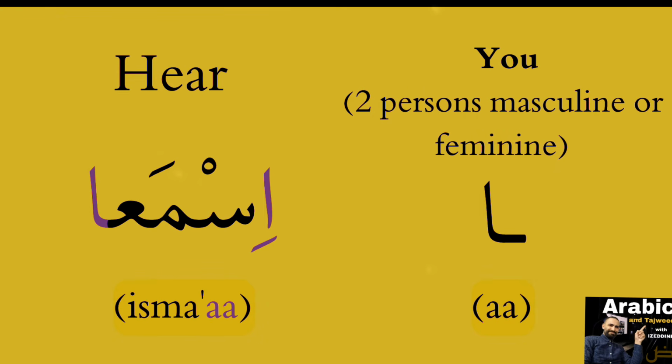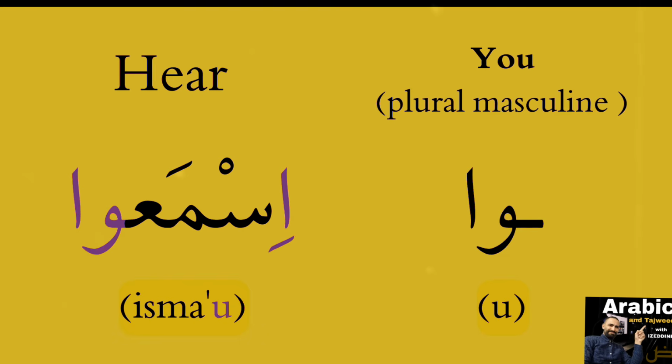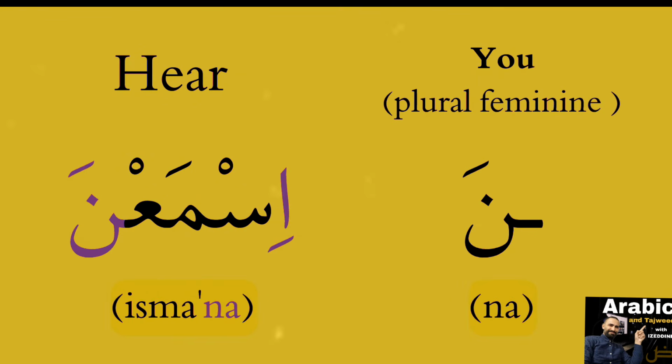Go. If you're talking to two masculines or feminines, so there are two persons, you say اسمعا or اكتبا. ادرسا. Study. اكتبا. Write. اسمعا. اذهبا. Go. If you're talking to a group of males, اسمعوا. اكتبوا. ادرسوا. اذهبوا. ركزوا. فكروا.